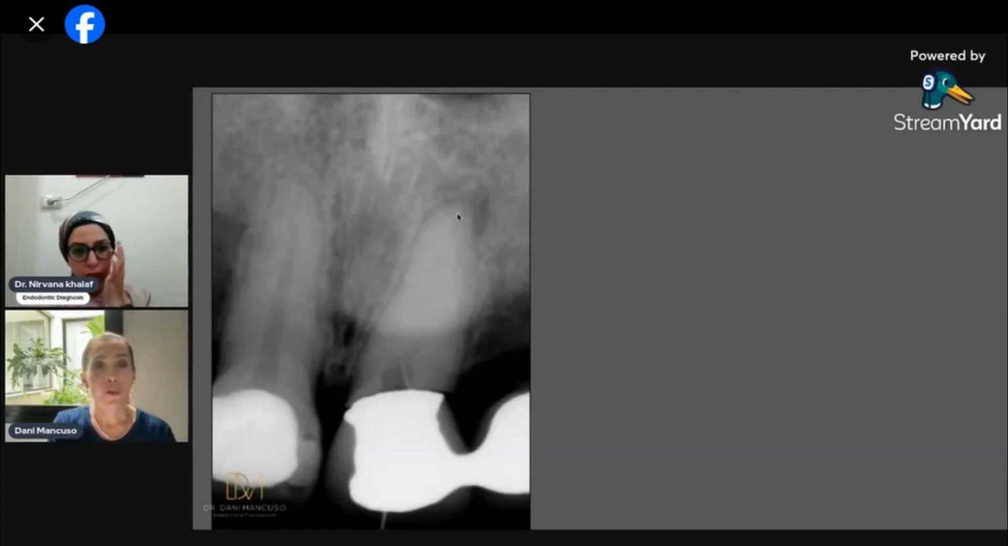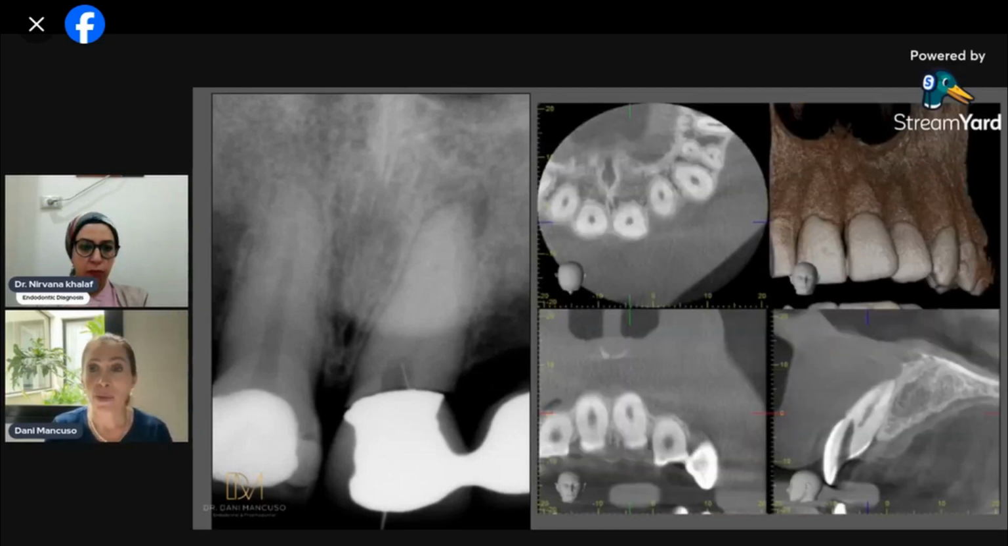What about if you are accessing the tooth and you can't find the canal? You think that you are in the middle of the root because it looks like that on the x-ray, but you can't find the canal. Well, it's good to take a scan because you are probably going towards a completely different area. And if you carry on, if you persevere, you end up perforating the root.